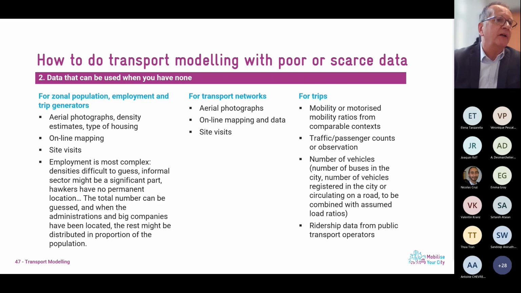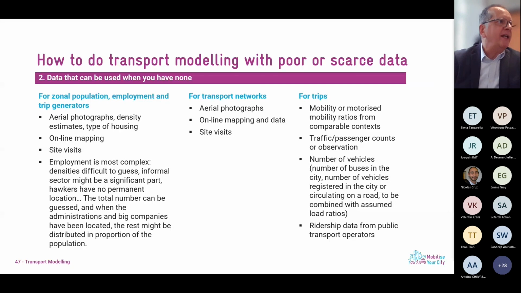And for the trips, mobility or motorized mobility ratios from comparable contexts, traffic and passenger counts. The number of vehicles might be known because they are registered, and from the number of vehicles, private cars, the number of buses, etc., you can derive estimates of the number of trips. You would say, okay, every bus probably transports this number of hundreds of people every day, and people that have a car probably use them, so that can help to make an estimate of the number of trips by car and things like that.